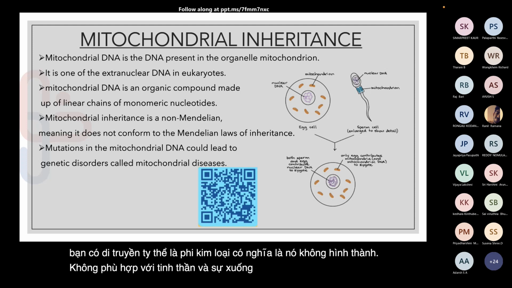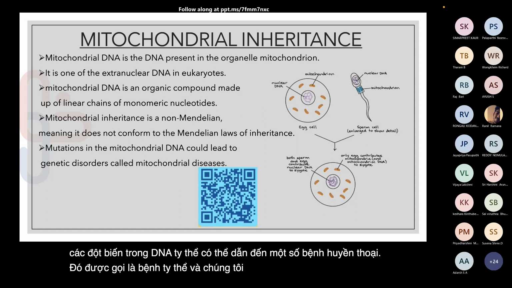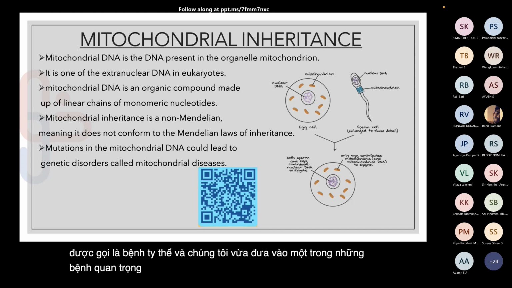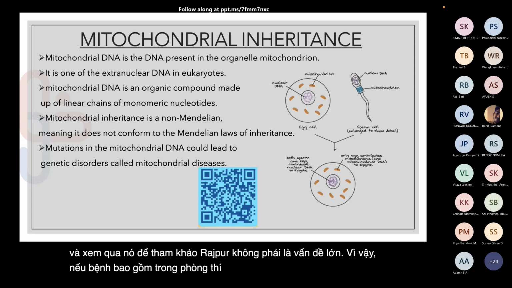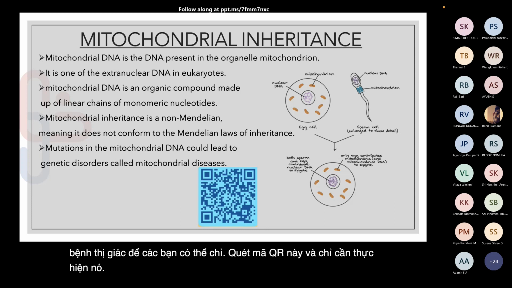And at last, mutations in the mitochondrial DNA could lead to some diseases called mitochondrial diseases. We have included one of the most important diseases in this QR code, and you can scan it and go through it. It's just for reference and not a big deal. The disease included in this is Leber's hereditary optic neuropathy. And that's all for my topic. I'm shifting my position to Richard, and he will take the rest. Thank you.